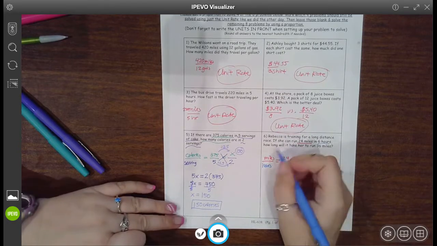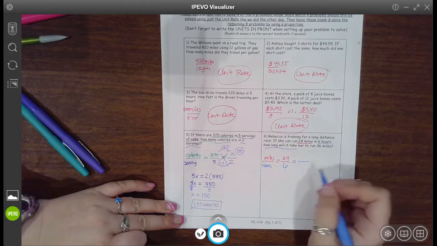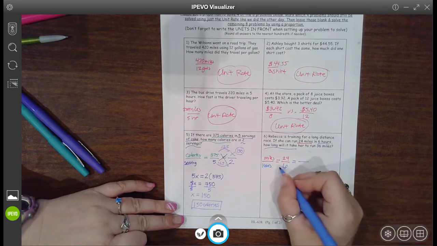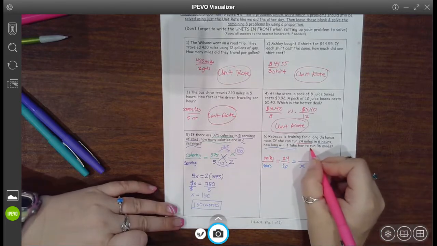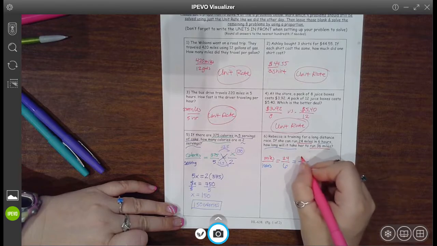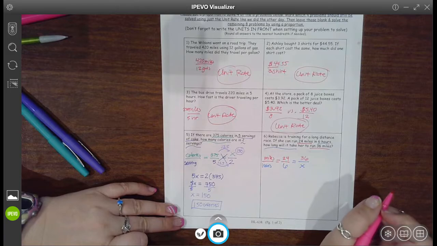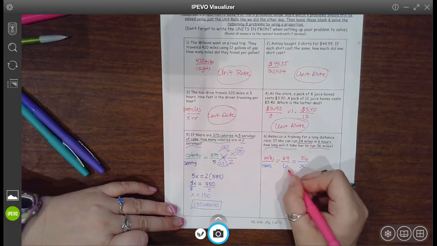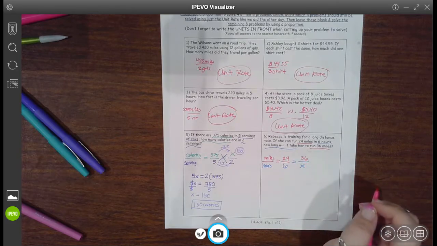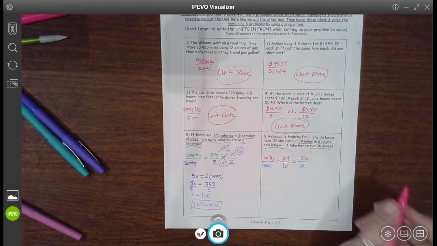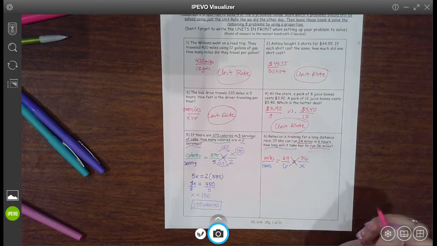And then it says, how long will it take? Well, we don't know how long. So that's my variable. And the time, how long it'll take, is on the bottom. So there's my x. Will it take her to run 36 miles? So 36 is talking about the number of miles she can go, and that's on top. Okay, now can you do the shortcut? Can you go this way? Can you go from 24 to 36 easily? Not really. I don't know, 24 times something to get 36. So let's do the cross product way.